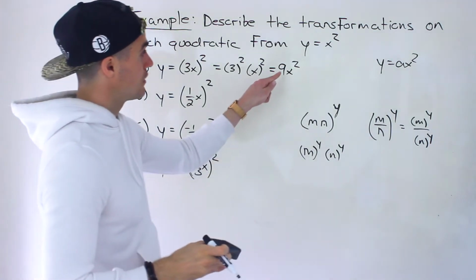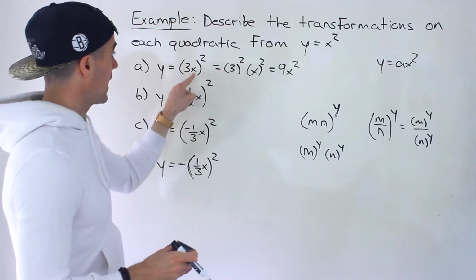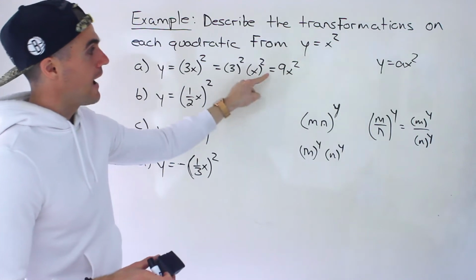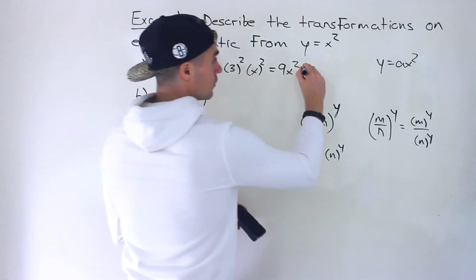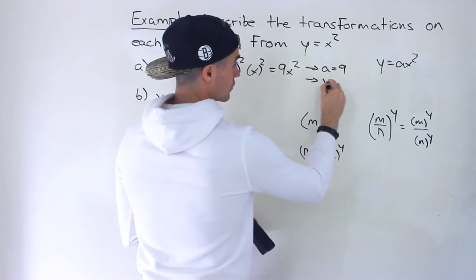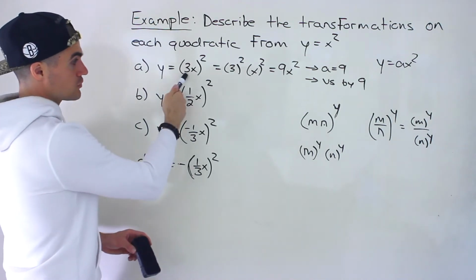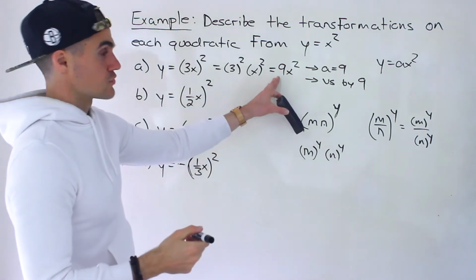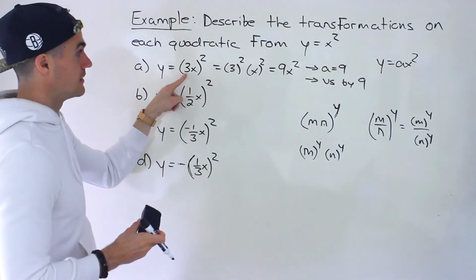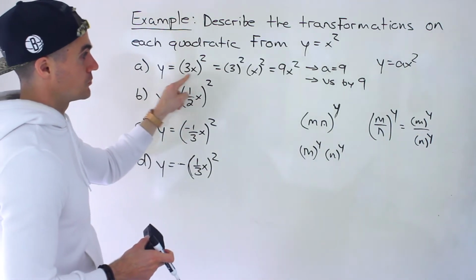Now notice, this is in that format. (3x) squared is the exact same thing as 9x squared. And now that we have it in that format, we know the a value is 9, which means there's a vertical stretch by a factor of 9. It's not a vertical stretch by a factor of 3, it's a vertical stretch by a factor of 9. That's the trick. This might be a multiple choice question, and a vertical stretch by 3 might be one of the choices, but that would be incorrect.